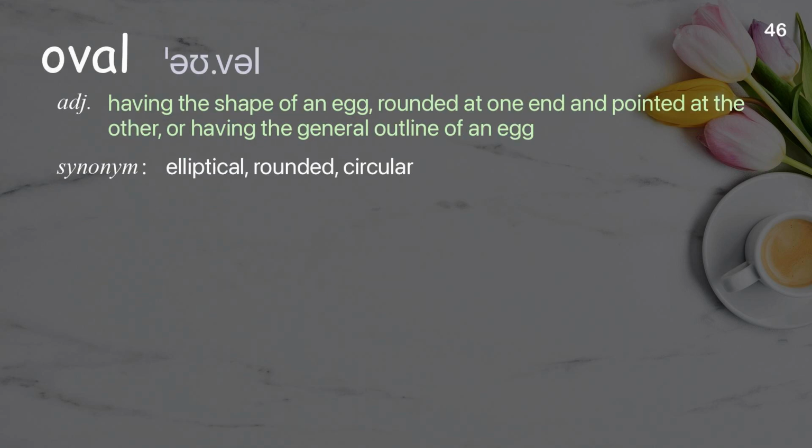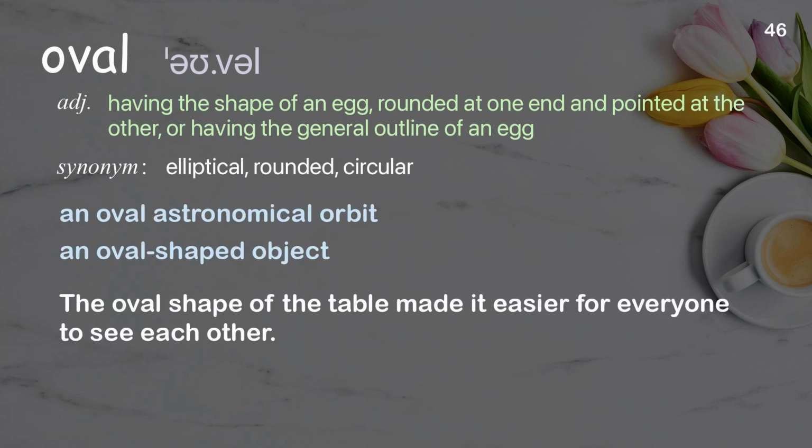Oval. Having the shape of an egg, rounded at one end and pointed at the other, or having the general outline of an egg. Examples: An oval astronomical orbit. An oval-shaped object. The oval shape of the table made it easier for everyone to see each other.